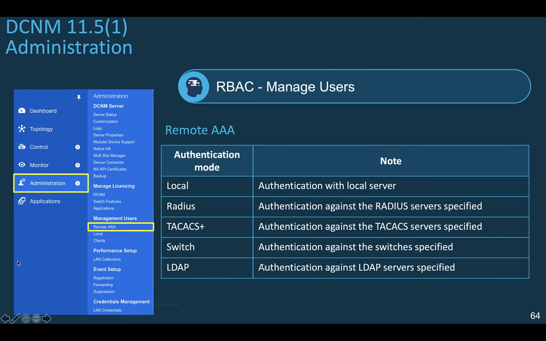So if we go a bit deeper into the admin menu very quickly, the management user menu includes different options to provide this access. So here with the remote AAA, every time you log into DCNM, the DCNM server fetches information from the ISC server for remote AAA. Different authentications exist, such as local, RADIUS, TACACS, switch, and LDAP, right?